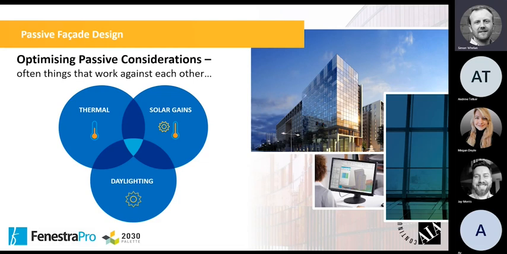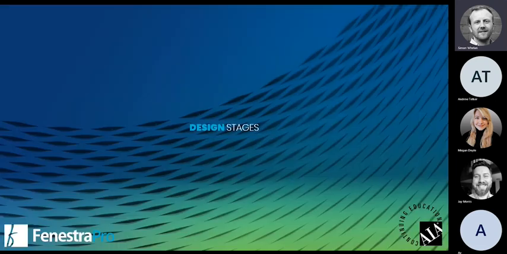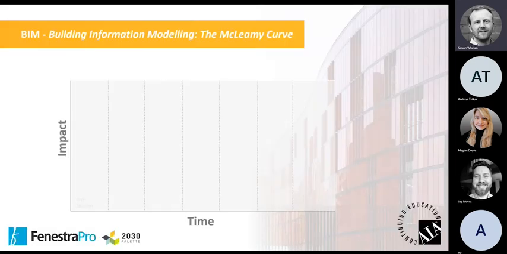So these three things are often pulling against each other, and they're difficult to optimize. They're difficult to understand how we can achieve them. And that's where Fenestra Pro comes in, I suppose. And being able to understand these things at a very early stage will give us a better understanding of how to manage them, I suppose.